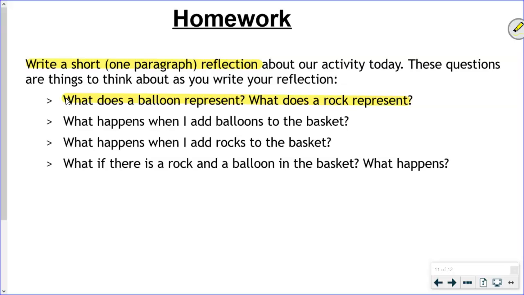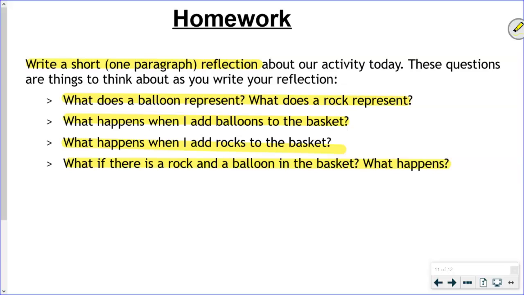So it might start something like this. In class today, we talked about a magical floating basket. And balloons make the basket go up, and rocks make the basket go down, which means balloons represent. Do you see how we're doing that? We're talking. Whoa, what's happening? We're still sitting and listening, right? That's what's happening. Yes, I thought so. We are writing a one paragraph reflection and we are answering these questions that are here.